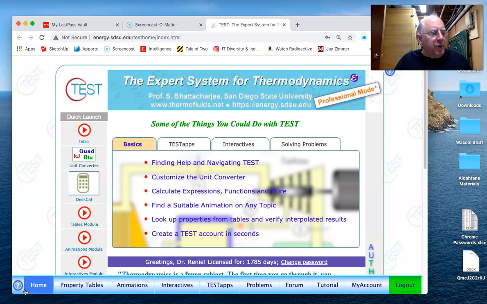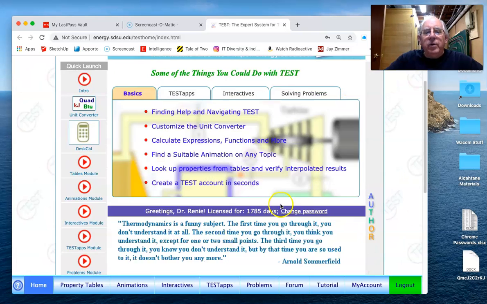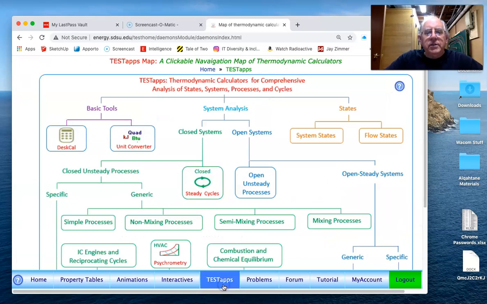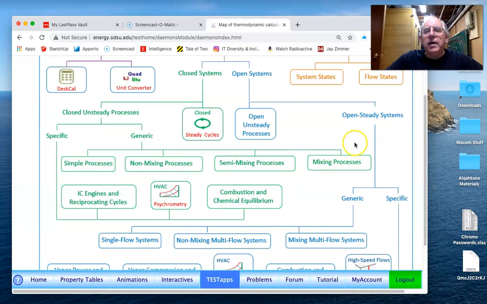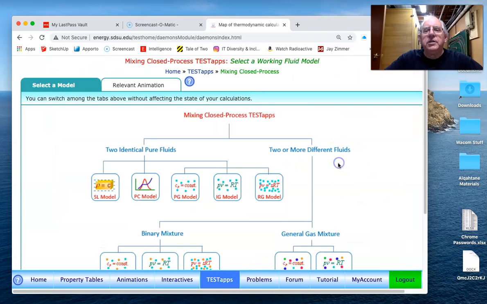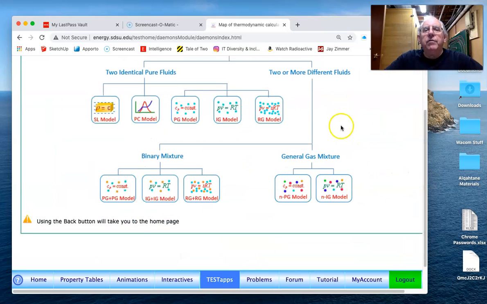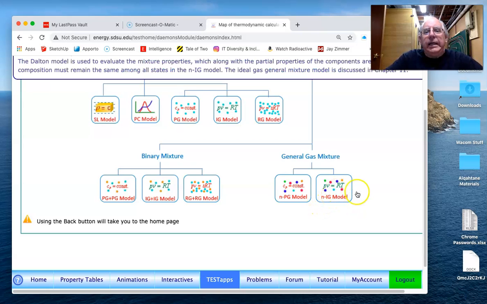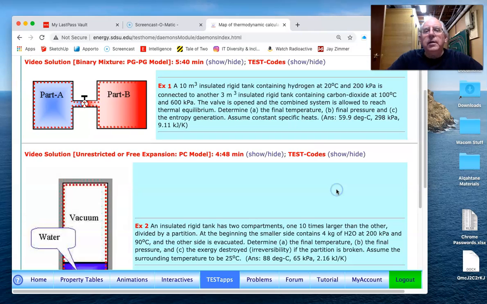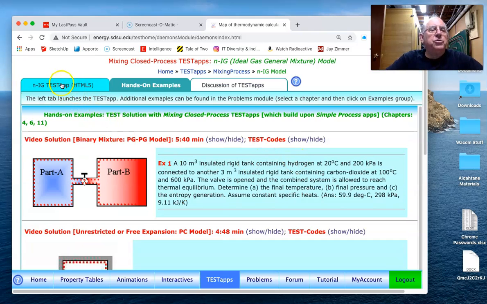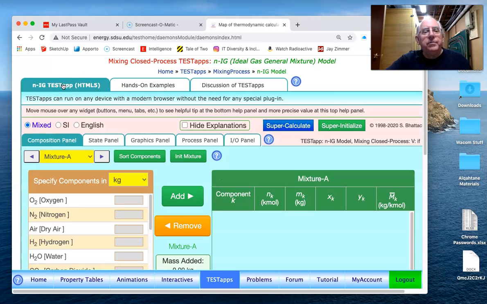So in order to solve this problem, we launched the TEST software, and in this particular case under our test apps, this is a mixing process. As we've seen before, it's a closed system mixing process. Again, we have two or more different fluids as a general gas mixture, and we're going to select the ideal gas, the N-ideal gas test app, as opposed to the perfect gas that we had before.